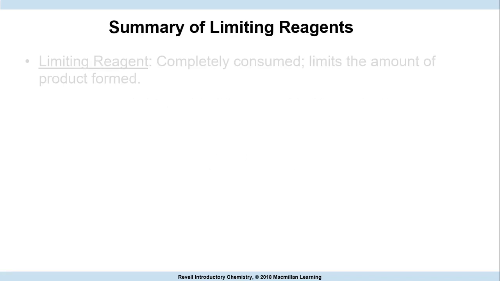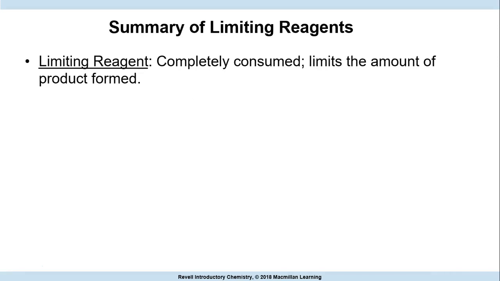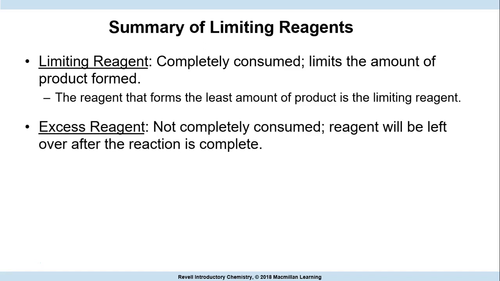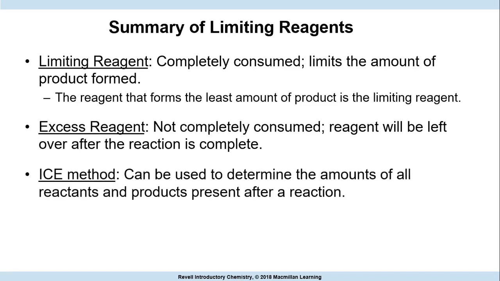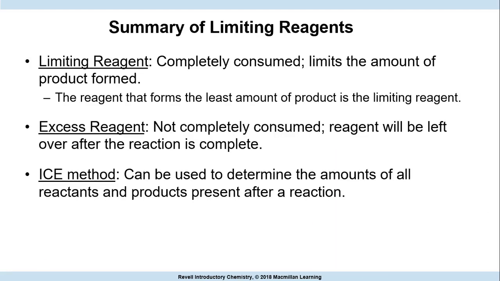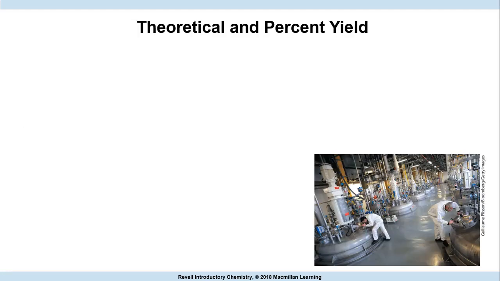So let's see the summary of limiting reactants. We've said the limiting reactant is the reactant that is completely consumed and it limits the amount of product that is formed. So the reagent that forms the least amount of product is the limiting reagent. And for the excess reagent, we say it is not completely consumed. It is a reagent that will be left over after the reaction is complete. So the ICE method can be used to determine the amount of all reactants and product present after a reaction has taken place.